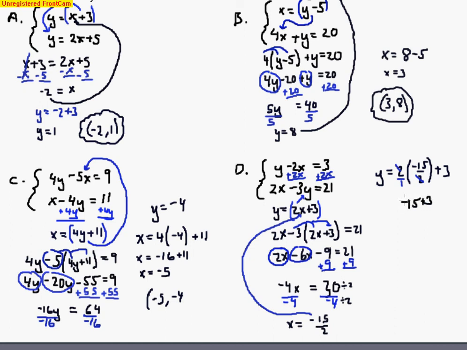And so from there I combine those two terms, subtracting because they are opposite in sign, leaving me with negative 12. So there's my answer. Negative 15 halves, comma, negative 12 in parentheses. So that's solving using substitution.